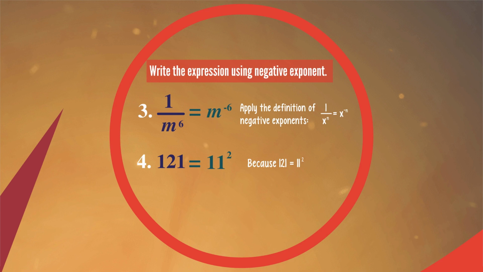In order to express it in a negative exponent, we need to apply the definition of negative exponents again. After that, we will get 1 over 11 raised to negative 2. Just remember to get the reciprocal of the number and the exponent will be the reverse.